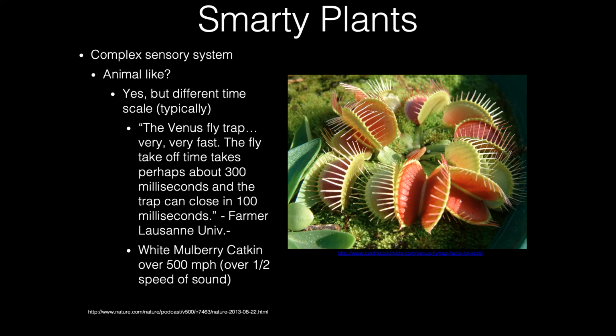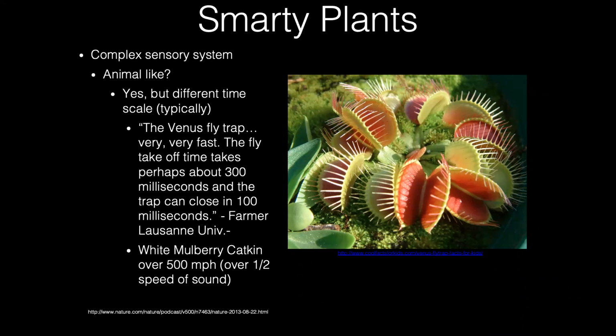So I talked about those flies and how it's really hard for us to catch them because it's like everything is slowed down for them. But for a Venus flytrap, it's not an issue. A fly takes off in about 300 milliseconds, 0.3 of a second. The Venus flytrap can close in 100 milliseconds. 1/10 of a second is how quick they can close when they get the right triggers. And the white mulberry catkin fires its seeds over 500 miles an hour.